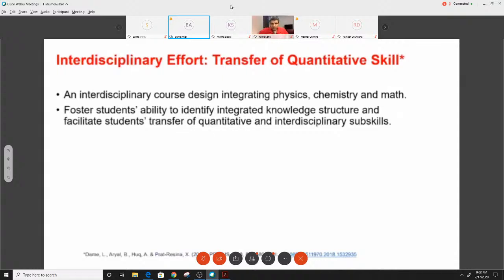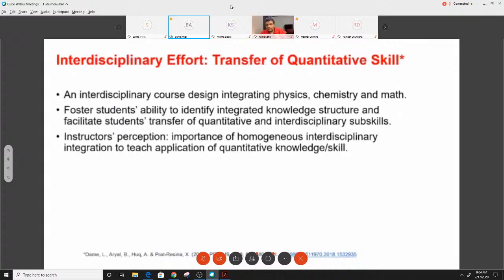Besides that, we have seen that students need to identify integrated knowledge structure, because if you look at physics, chemistry, and math, there is some knowledge that is interdisciplinary or integrated, and students don't acknowledge that. We must foster their ability to acknowledge that. Likewise, we definitely want to help them transfer their skills from one discipline to another. Of course, we want to help them transfer from undergraduate school to their career also.